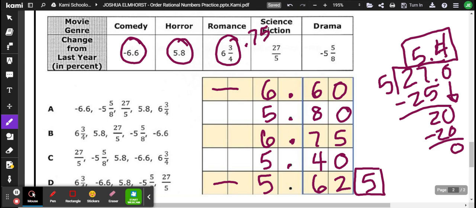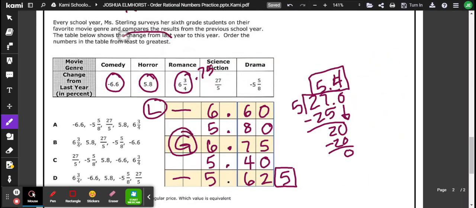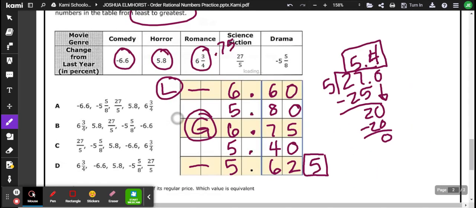So now we look for the G, and then we look for the L. The biggest negative is going to take the L. The biggest positive is going to take the G. So this one says least to greatest. And there's only one that starts with a negative and then goes to a positive, least to greatest in the correct order.